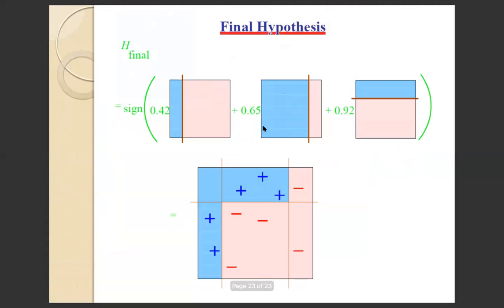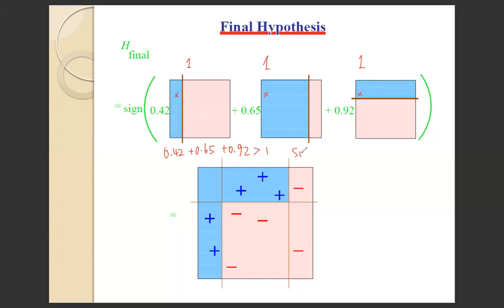And then finally, your final hypothesis will be the sign of these three things, all right? So if you have a sample that is falling in this section, let me map here, right? Okay, so in this case, it will predict as blue, right? 1, 1, 1. In all these three cases, you will predict 1, 1, 1. So you will get 0.42 plus 0.65 plus 0.92. So this is definitely larger than 1.